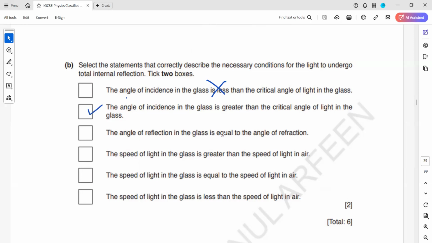The angle of reflection and the angle of refraction in the glass are equal? No. The speed of light in glass is greater than the speed of light in air? No. Light travels faster in air as compared to glass. The speed of light in glass is less than the speed of light in air, because light travels fastest in vacuum, followed by gas, and gas is faster than liquid and liquid faster than solid. So these are the two boxes which we have to tick.